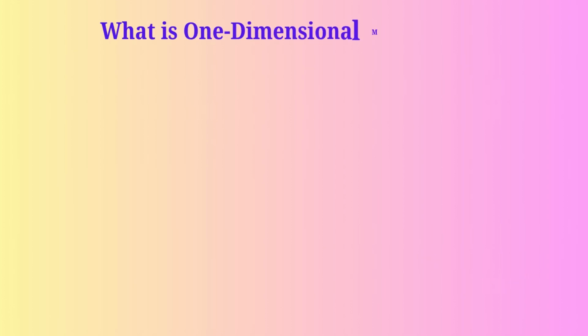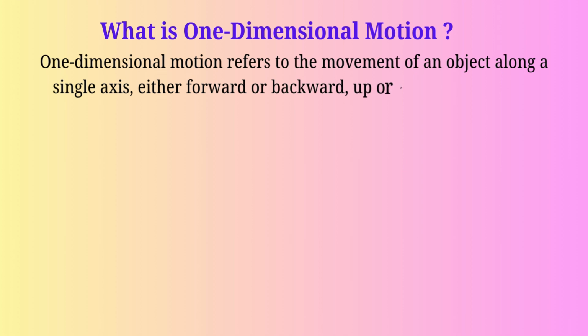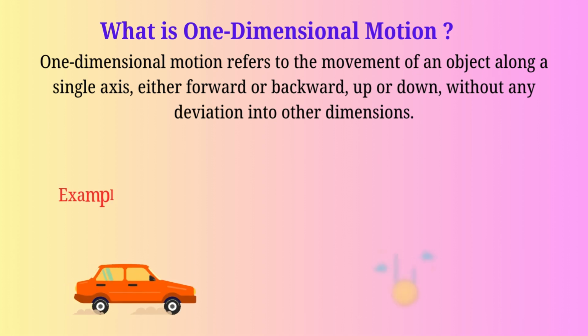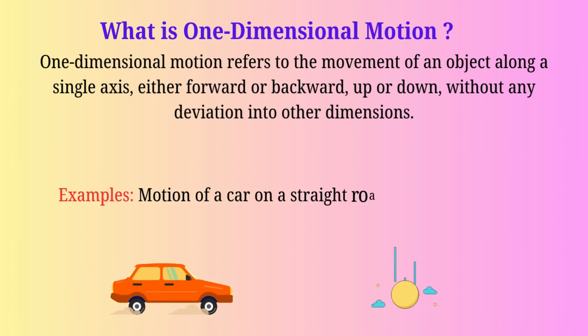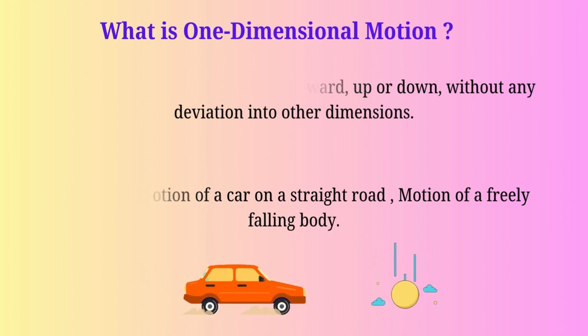Now, what is one-dimensional motion? One-dimensional motion refers to the movement of an object along a single axis, either forward or backward, up or down, without any deviation into other dimensions. For example, the motion of a car on a straight road or the motion of a freely falling body.